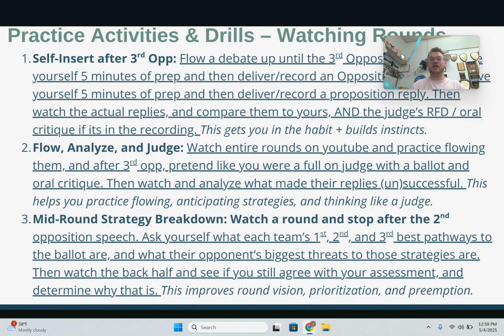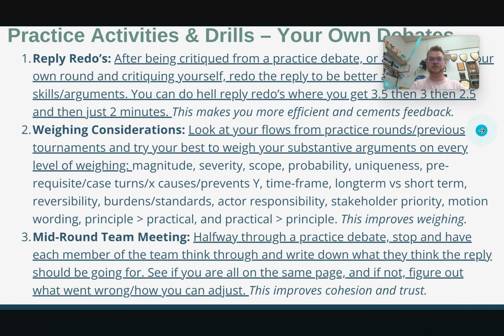Do you agree still that you picked the best second and third, or did you miss something, or did they miss something? This will improve your round vision, your anticipation of opponents' arguments, your ability to prioritize between arguments, and your ability to preempt or defeat opponents' arguments before they even make them.